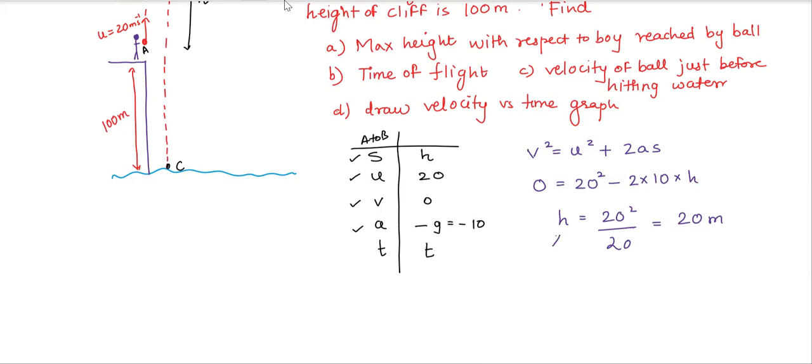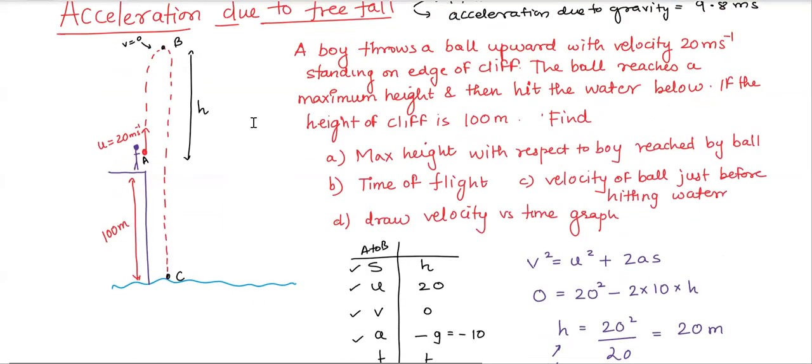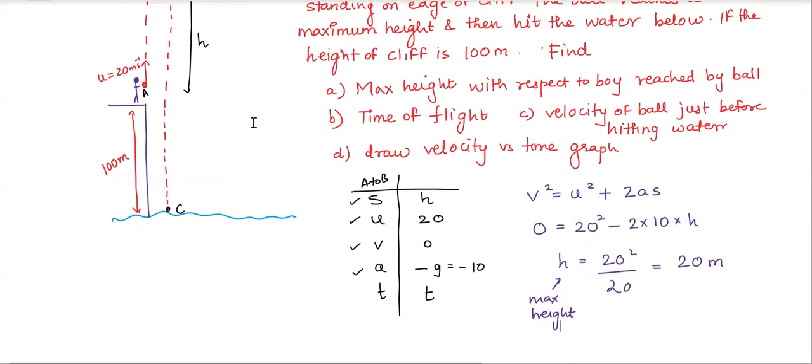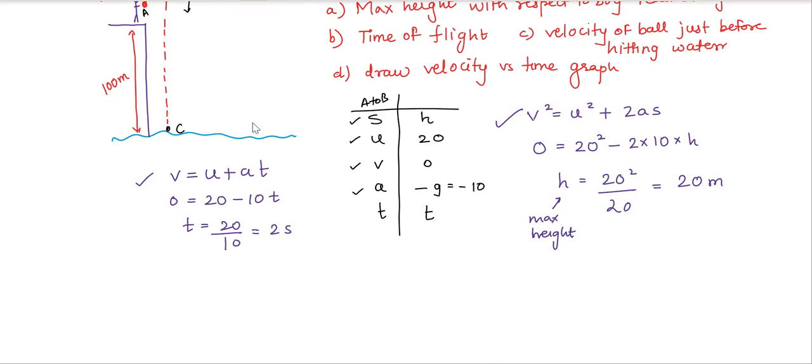So this is the max height with respect to the boy. Okay, it has gone up. Then to figure out the entire time, how much time it has taken, we can calculate from A to B. Finding time is not that difficult. We can use v is equal to u plus at, and in that case it will be 0 equals 20 minus 10 into t. So time from A to B will be 20 by 10, that is 2 seconds. So we have also found the time from A to B.